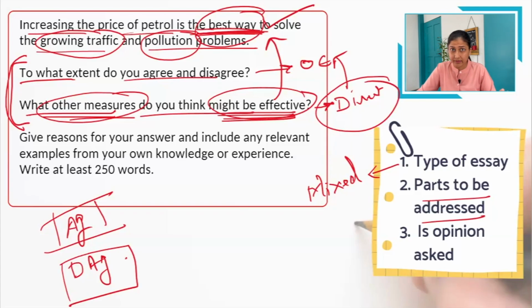We'll come to that later, what type of language to be used and all. Everything will be dealt with in detail. For now, just understand which type of essay this is. This is a mixed essay. Parts to be addressed, we could identify the parts also. Is the opinion asked? Yes, at least for this essay, I have to give my opinion when it is asked, to what extent do you agree or disagree?